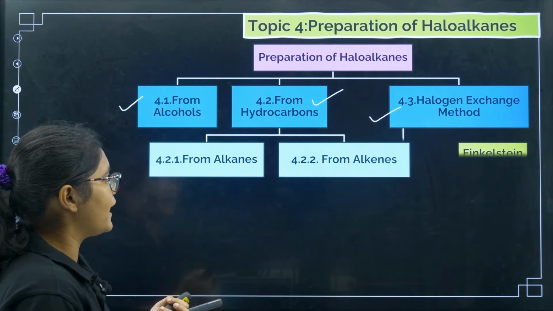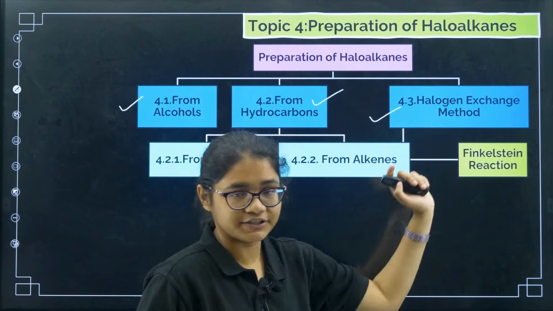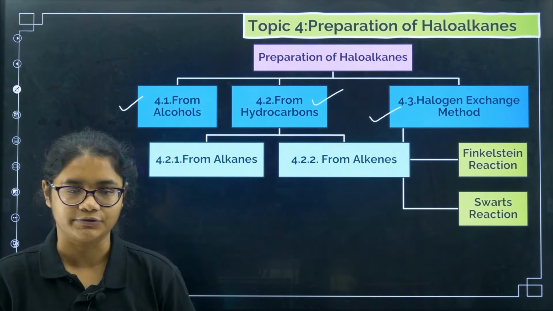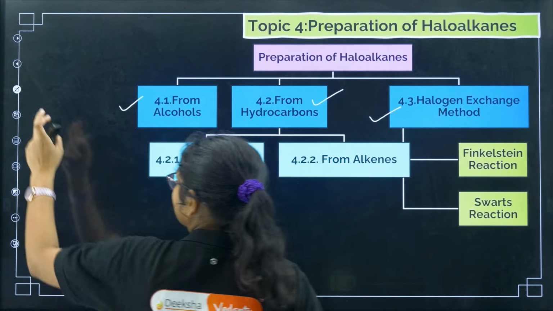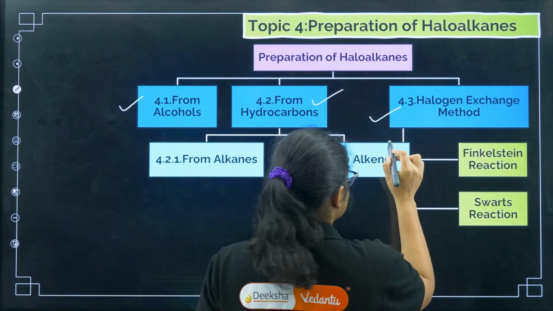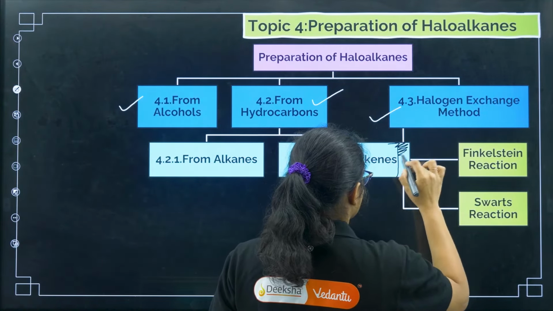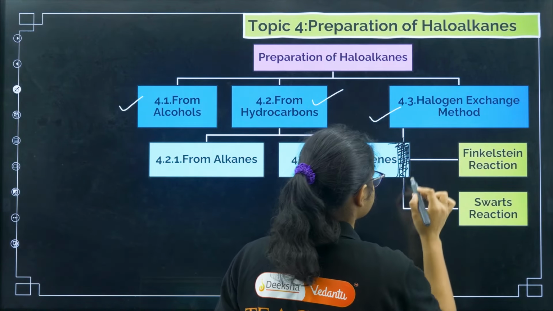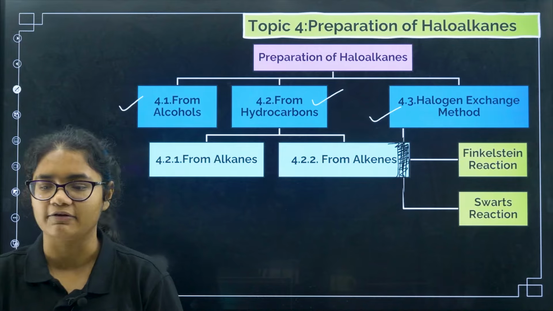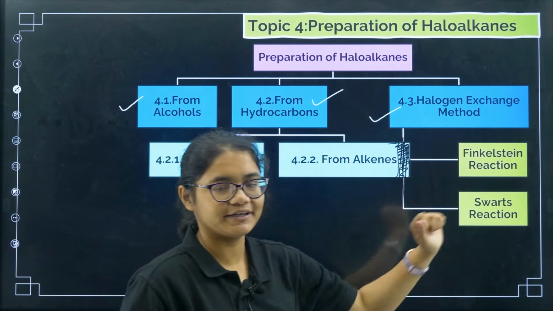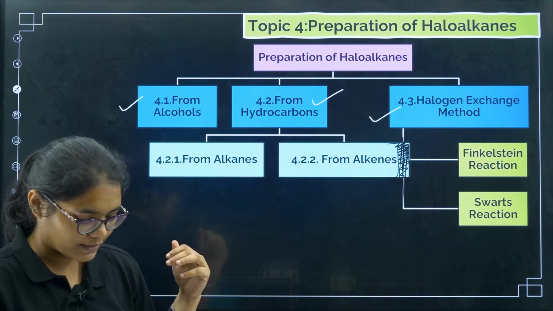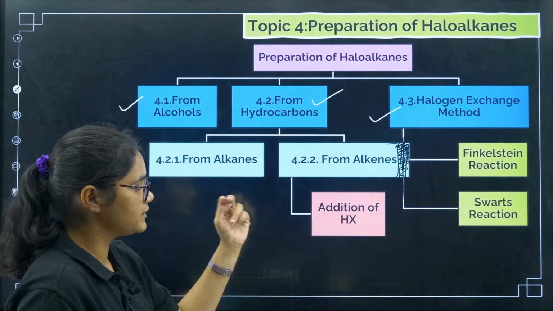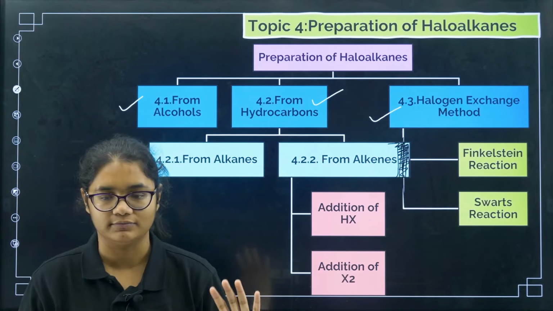Now coming to the halogen exchange method, we have 2 reactions, that is Finkelstein reaction and Swarts reaction, okay. So this one is overlapping here, sorry. So this is like this, okay, this much is different. From the halogen exchange method we have 2 methods, Finkelstein reaction and Swarts reaction. Now from alkenes again we have 2 methods, addition of HX and addition of X2, that's all, okay.